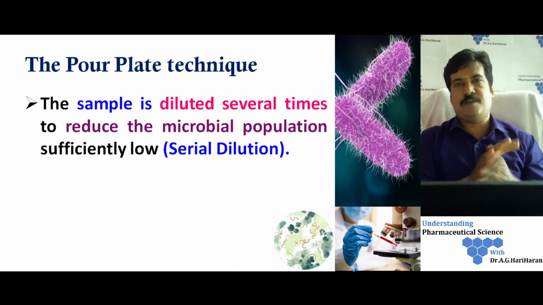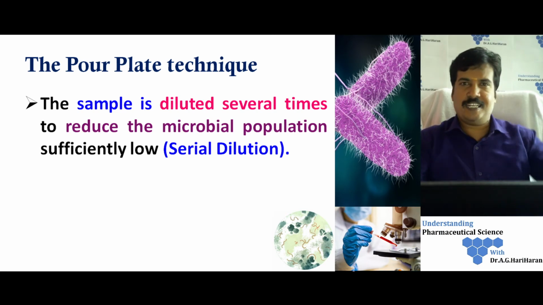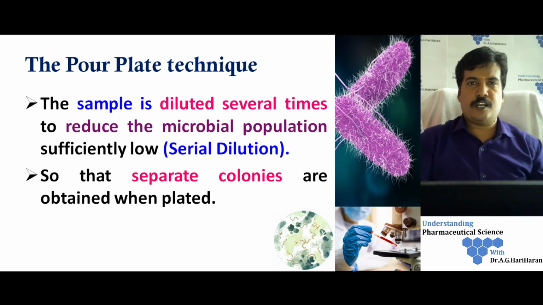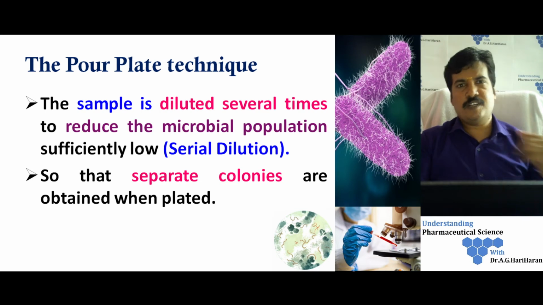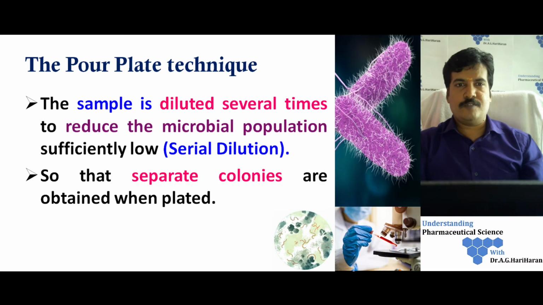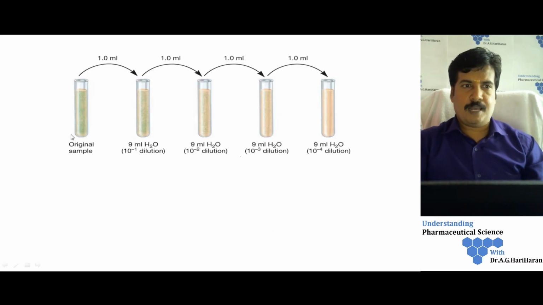How can this be done? The first step in the pour plate technique is that the sample is serially diluted until the microbial population is drastically reduced. Then it is plated with agar, and we can get individual colonies from entrapped cells. I can show this in the picture. You can see that the original sample is diluted serially by tenfold dilution using distilled water. Then we can plate at any dilution.